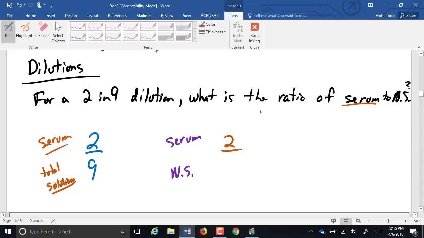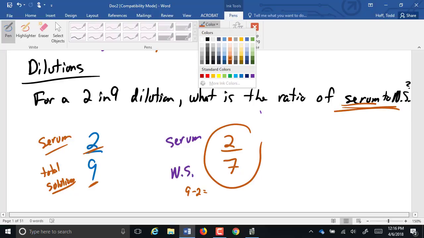So it's still 2 parts serum. If we had 9 total parts, and 2 of those parts are serum, how many parts are saline? 9 minus 2 gives us 7 parts saline. So the ratio of serum to saline is 2 to 7.